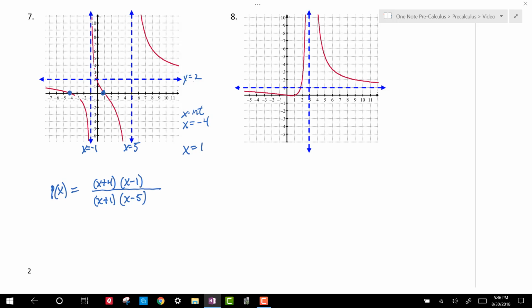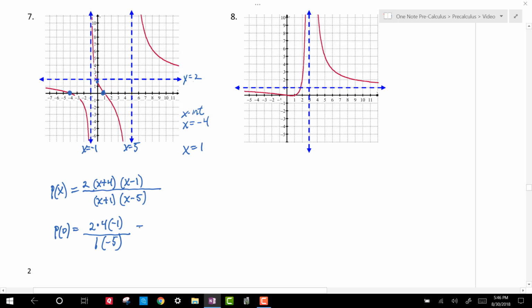The only difference is if I divide those, I get y equals 1 from my horizontal asymptote, and I need y equals 2. So guess what? We could throw a 2 up there, and let's check it out. Let's just plug in 0 and see if our y-intercept comes out right in this area here. It looks like it should be about 1.5, right? So I'm going to get 2 times 0 plus 4, that's times 4, 0 minus 1 would be -1. And then on the bottom, I would get 0 plus 1, which is 1, 0 minus 5, which is -5.